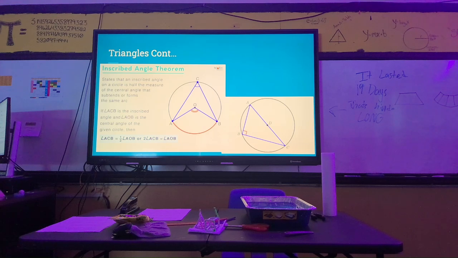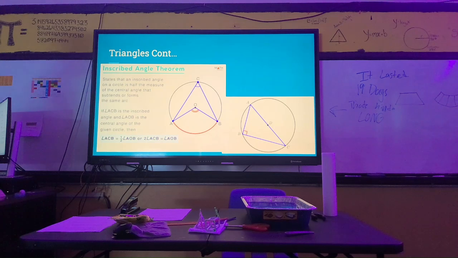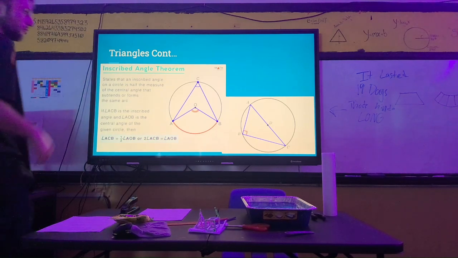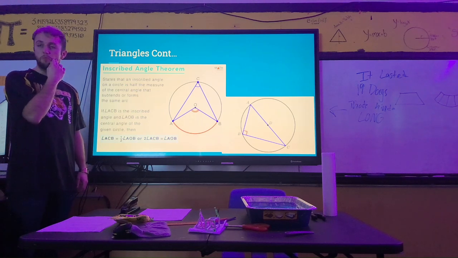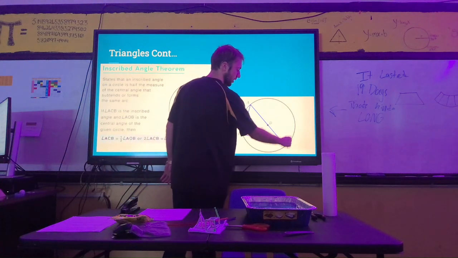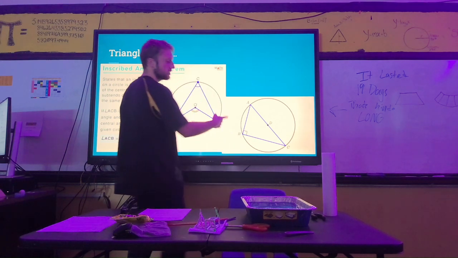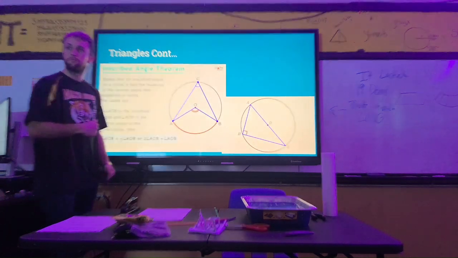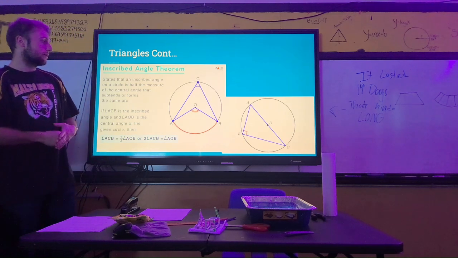No comment. Okay, inscribed angle theorem. How many degrees are in a right angle? 90. Okay, how many degrees are in a straight angle? 180. Okay, so if I were to measure from A all the way around to C, and D is my center, it's 180 degrees. What's 90 times 2? 180. Okay.